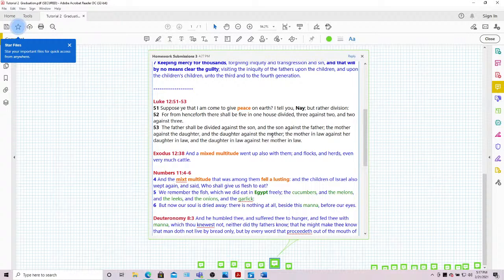Here's what it is. Christ said he came not to give peace on earth, but rather division. And he's coming to get what's his. So this was a good precept.